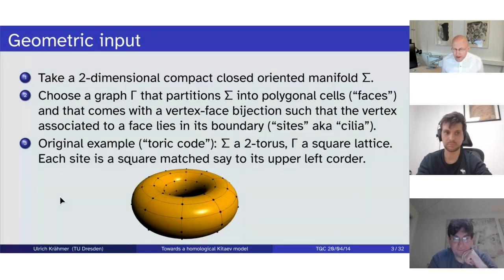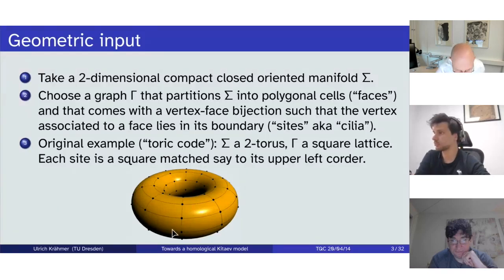Okay, and well, in the original setup that Kitaev considered, which people seem to call the toric code, Sigma is a torus, and the graph Gamma is simply a square lattice drawn onto this torus, as you see in this picture down here. So one of each of these cells, each of these sites is then just a square, and you choose one of its four corners, say the upper left corner, as the associated vertex. And then you have indeed this bijection between faces and vertices.